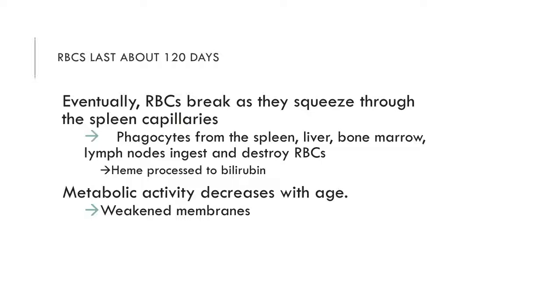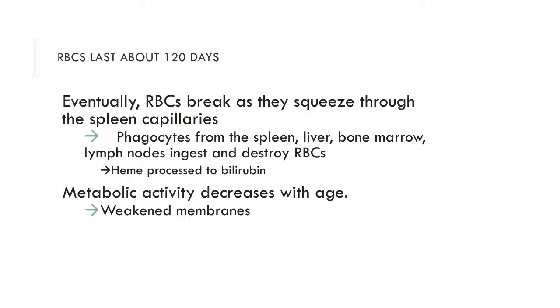Red blood cells last about 120 days. Eventually, the red blood cells break as they squeeze through the spleen capillaries, or they just have their natural death. Phagocytes from the spleen, the liver, the bone marrow, and the lymph nodes ingest and destroy the red blood cells. Heme from the red blood cells is processed into bilirubin in the liver.